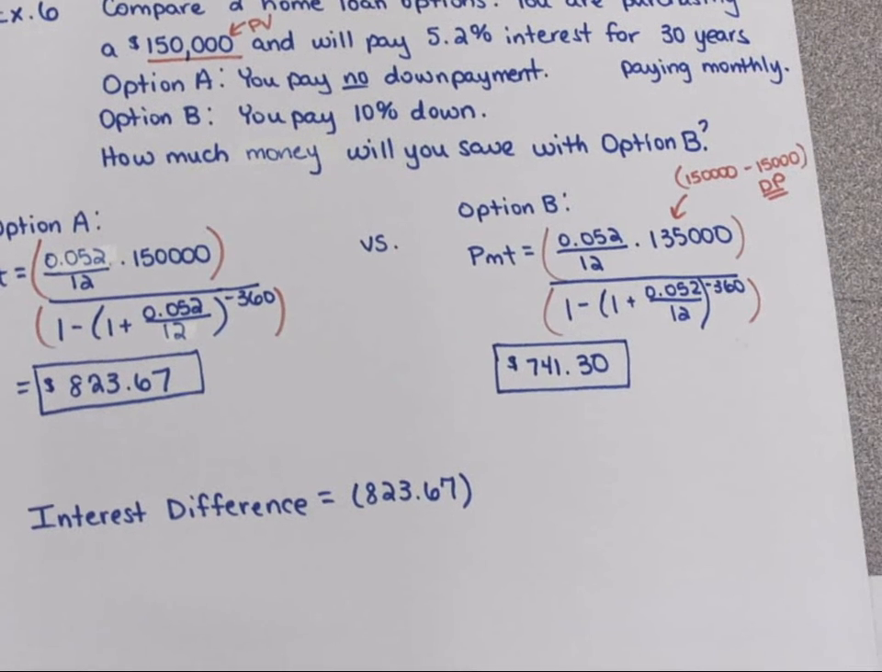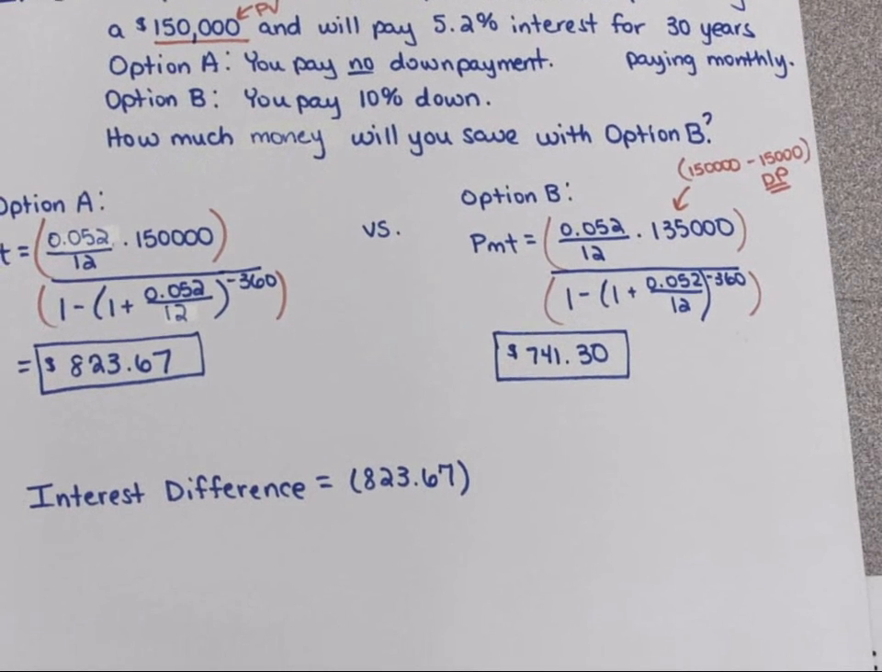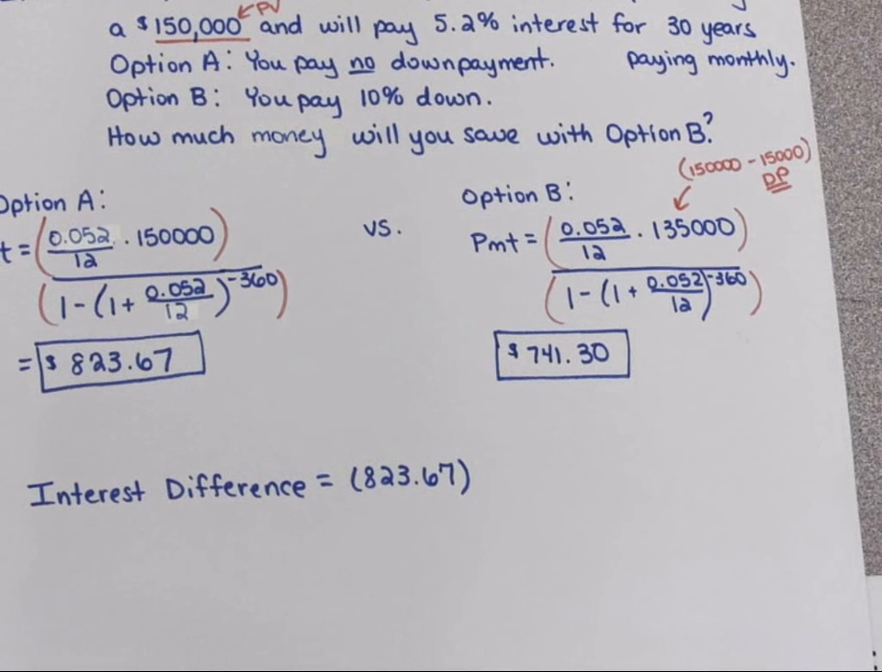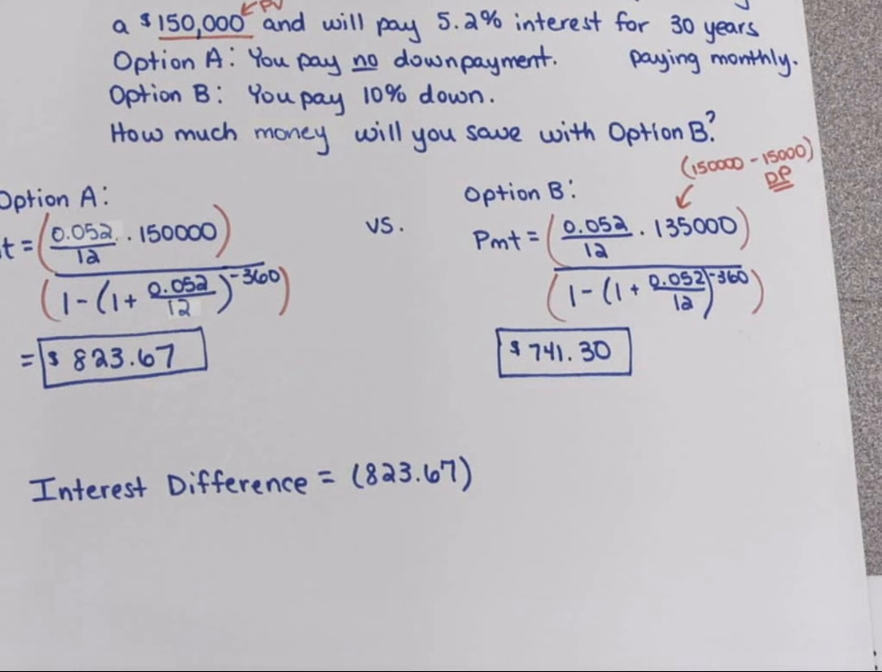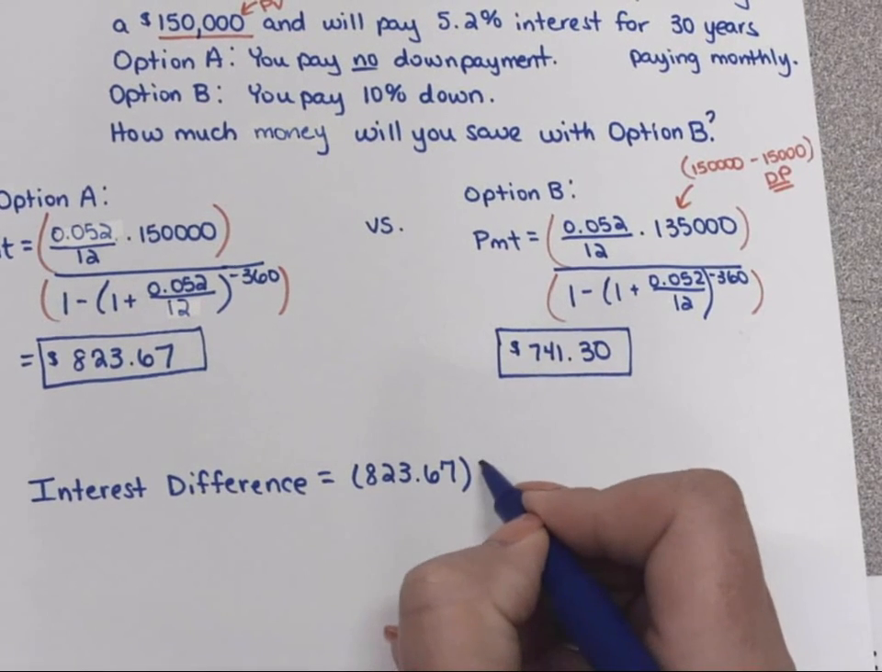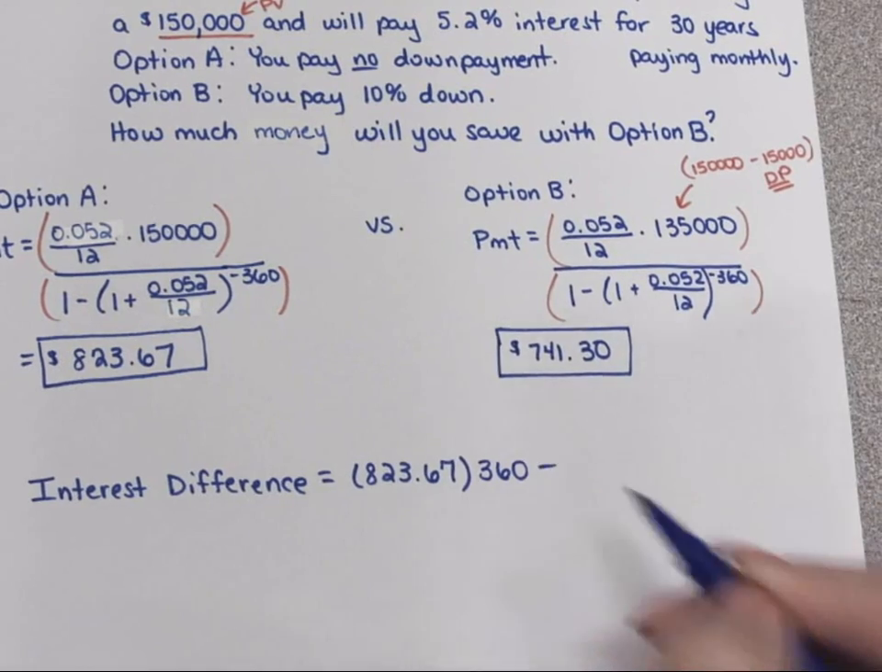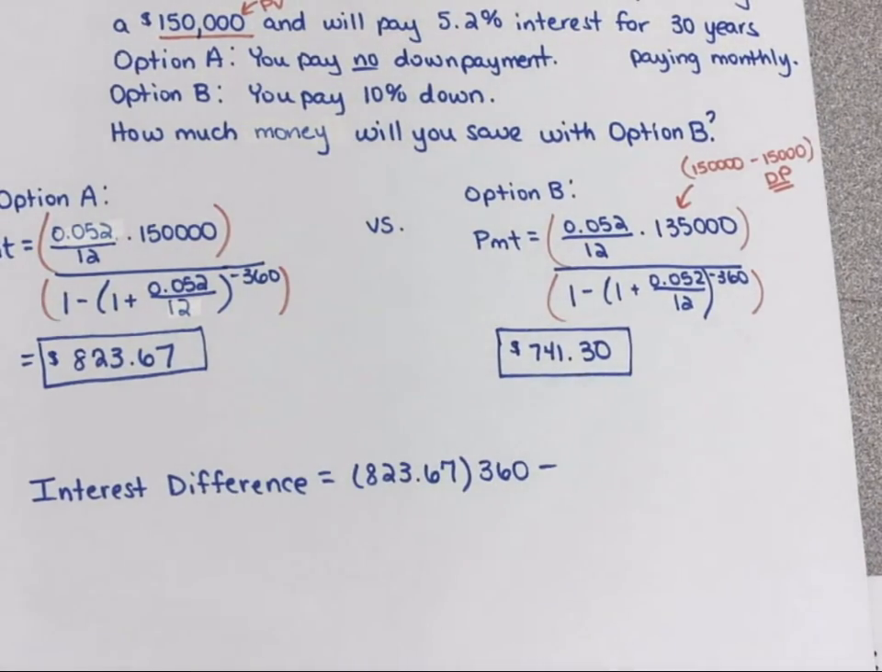I know it seems like it might be the same, but I want to include what we had to pay on the down payment because that's actually important, okay? So if I ask you how much money would you save, we would do this payment times 360, right? And then minus what?